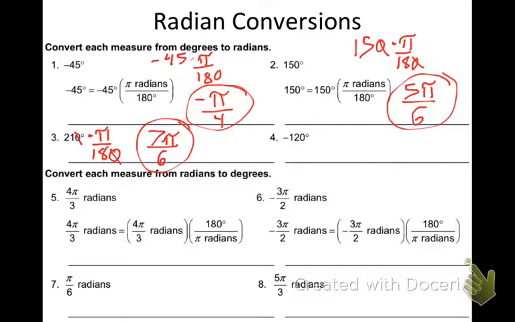What do you notice about this? Where's my pi always associated at? Pi is always in the numerator. There you go. Number 4, negative 120 degrees.